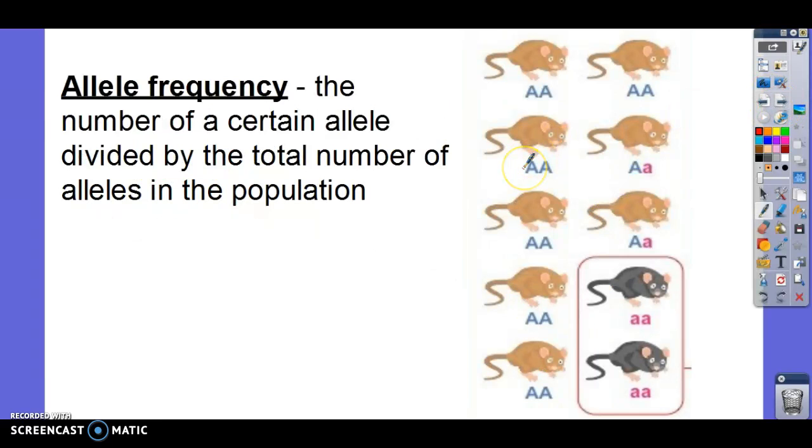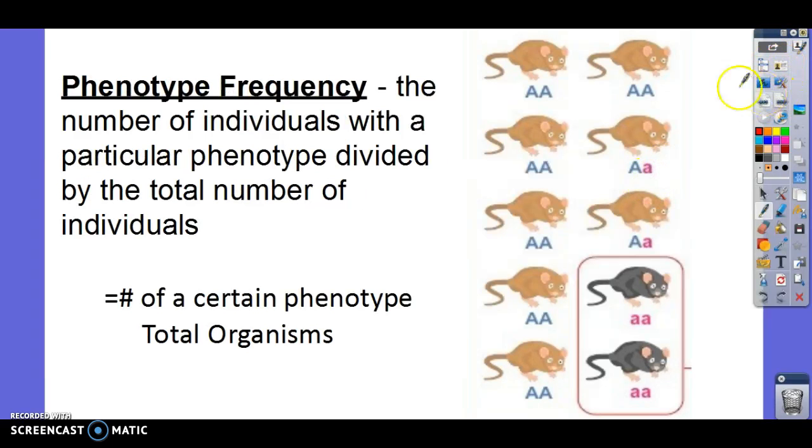We talked about allele frequency, how we can figure out how common a certain allele is, so how common capital A is, or how common lowercase a is in a population. And phenotype, so how common is a physical characteristic in the population, because phenotype is a physical characteristic. So how common are tan mice? How common are black mice?